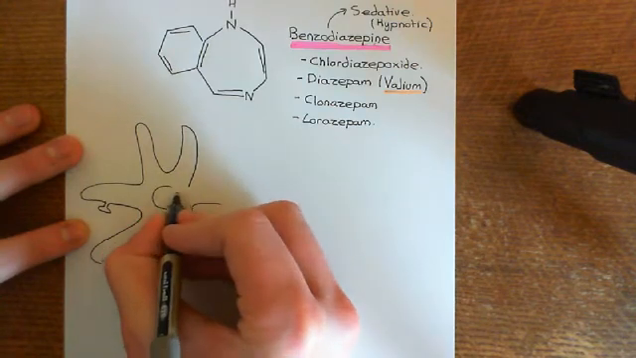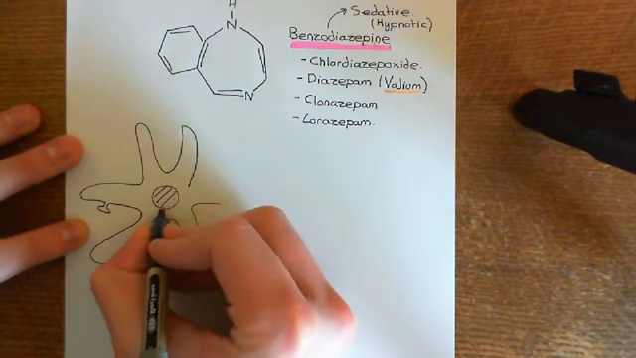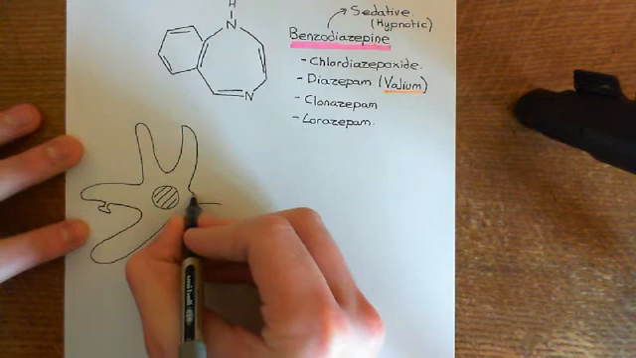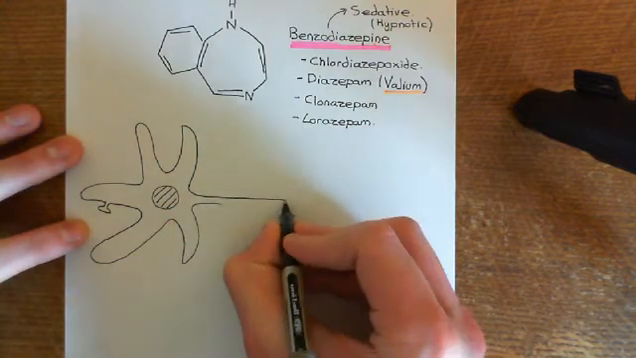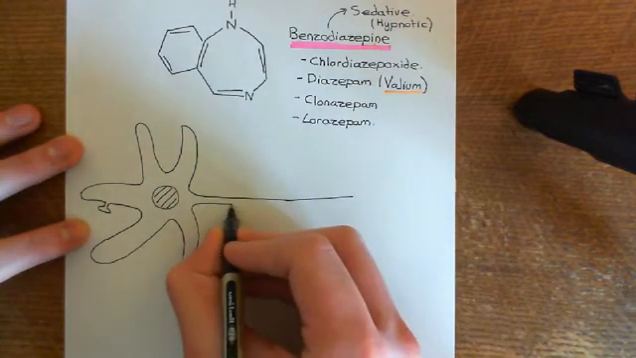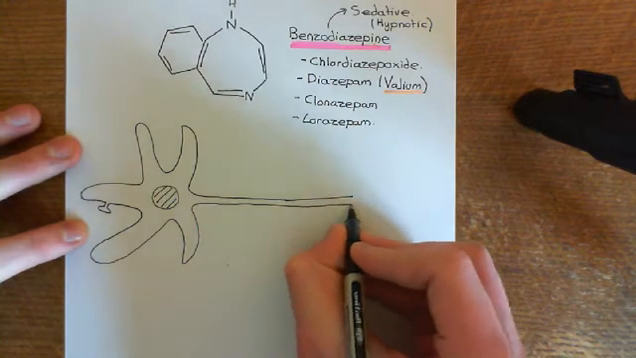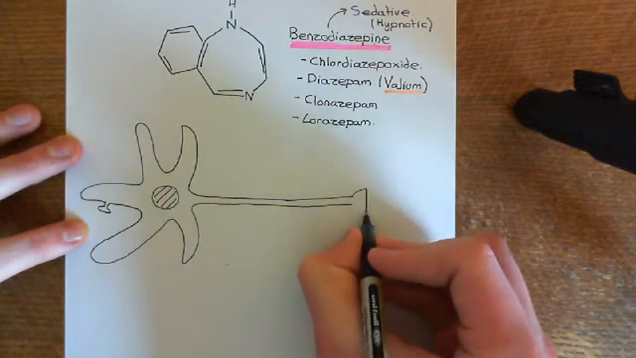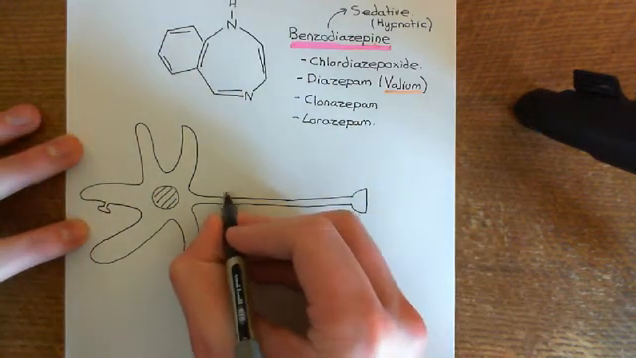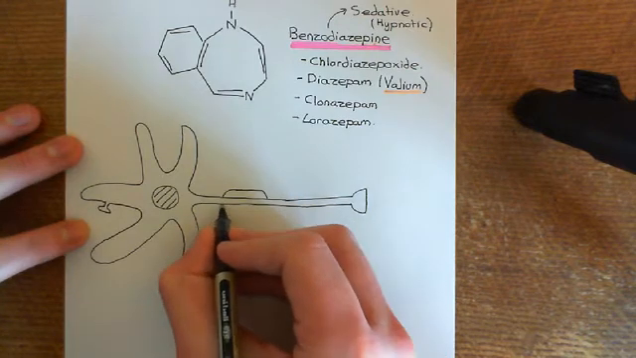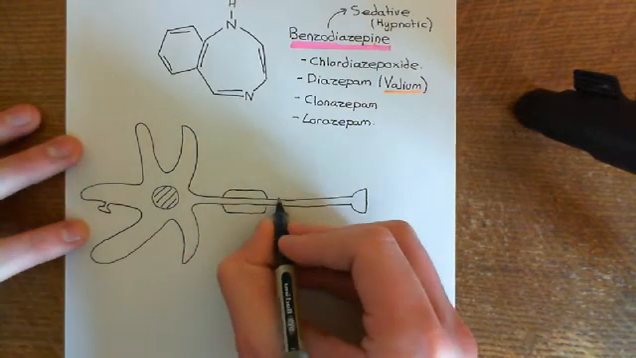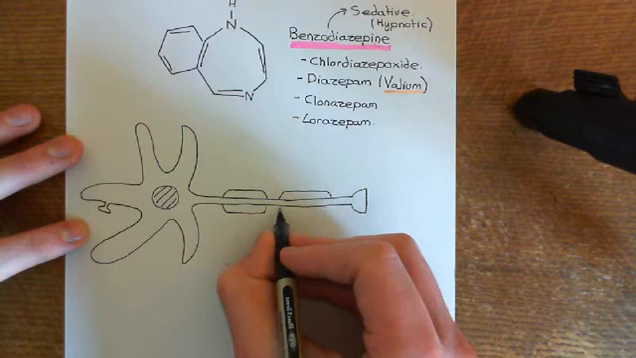Here is the nucleus of our neuron here. And then we'll have the axon here, going along and then ending with an axon terminal here. And the axon might be myelinated, so we'll put some myelin sheaths on here as well, just to make it look a little bit more like a neuron. Right, there we go.